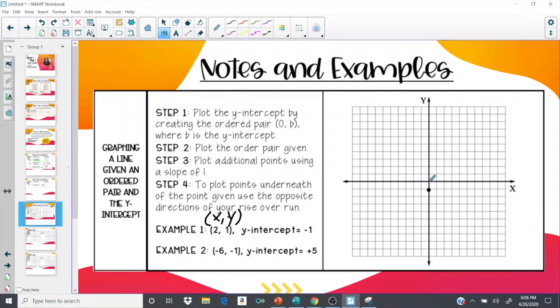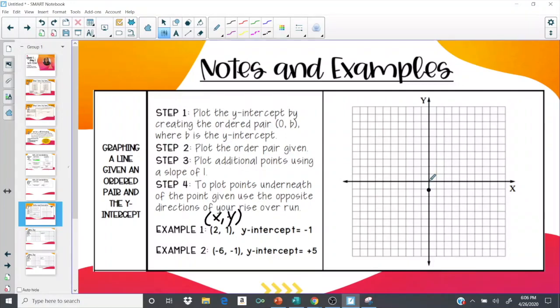So you're at the origin, go down 1 unit on the y-axis, and that represents your y-intercept. Now we are going to plot the point (2, 1), the given point. Okay? So again, you know the plot points, you run. So you find your x coordinate first before you jump. So you find your y coordinate second.